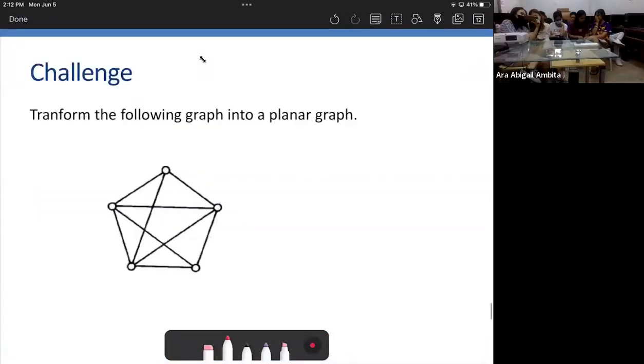So what about this one? Can you transform this into a planar graph? You can try it in your mind, or you can write it down on your paper if you have any.